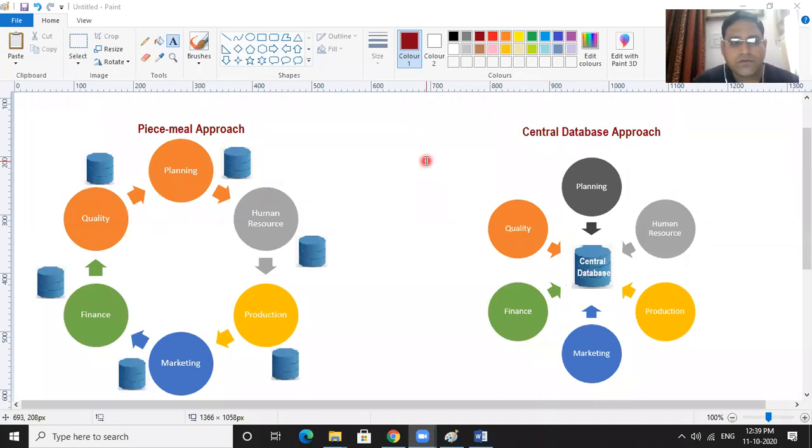And today in this session, we will discuss the central database approach. So, guys, as we have already discussed the classification of information systems, how information systems are classified into three categories: operational support systems, management support systems, and general support systems. So these are the types, or we can say the classification, of information systems.